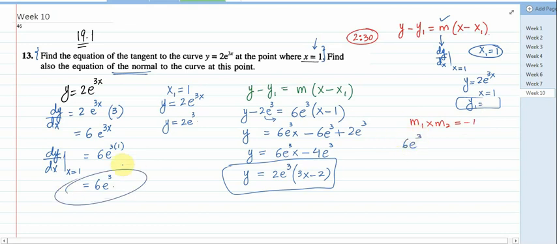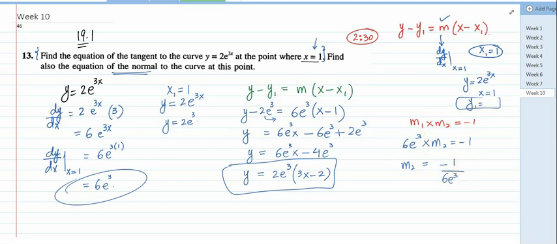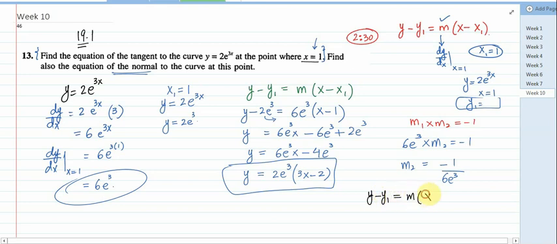The value of m1 times m2 that we are looking for is equal to minus 1. So m2 is equal to minus 1 divided by 6e to the power 3. Now we need to apply the working for the equation of the normal. So it's y minus y1 is equal to m times x minus x1. You have the values of x and y.